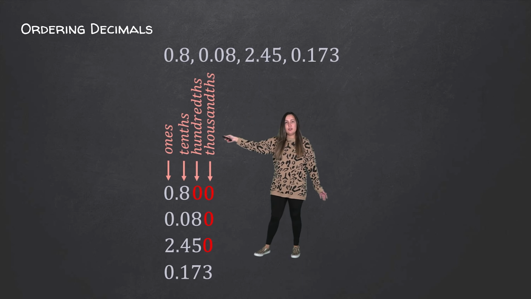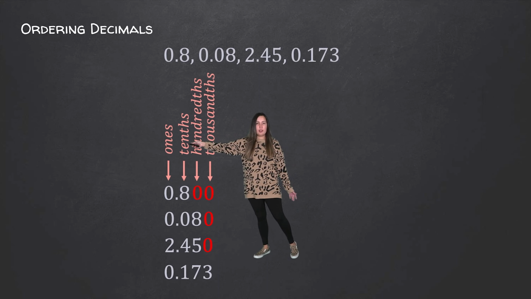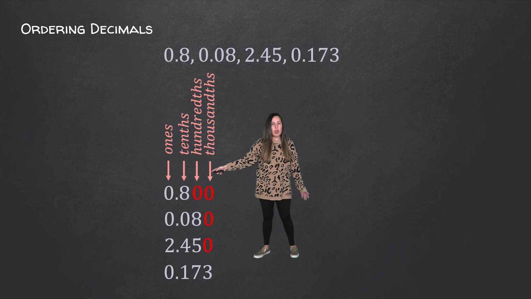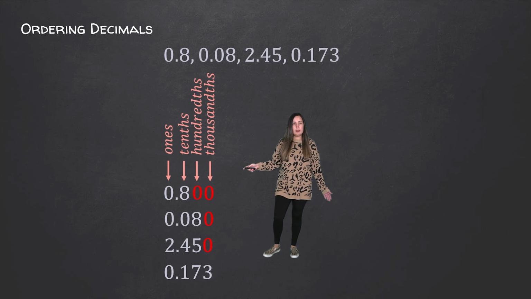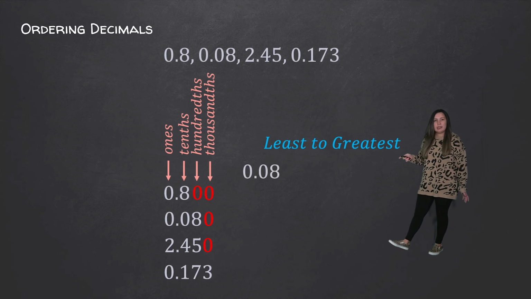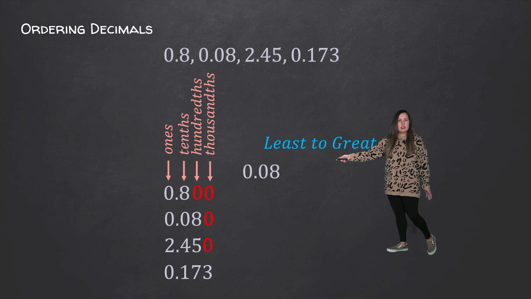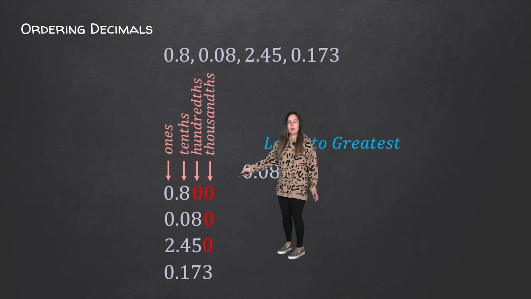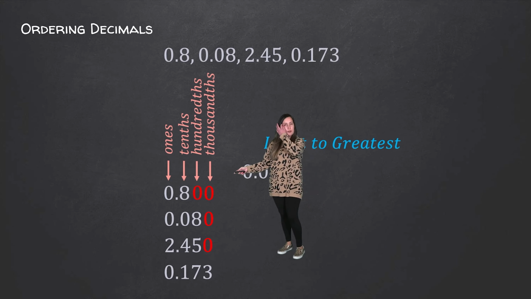All right? So we're going to look at the tenths place value for only the numbers that are leading with a 0. So we have 8, 0, and 1. So between 8, 0, and 1, 0 is the smallest number. So when we write our numbers in order from least to greatest, that makes 8 hundredths our smallest number. Now, we're only going to be looking at the two numbers that are left over that are leading with a 0, which is 8/10 and 173 thousandths.